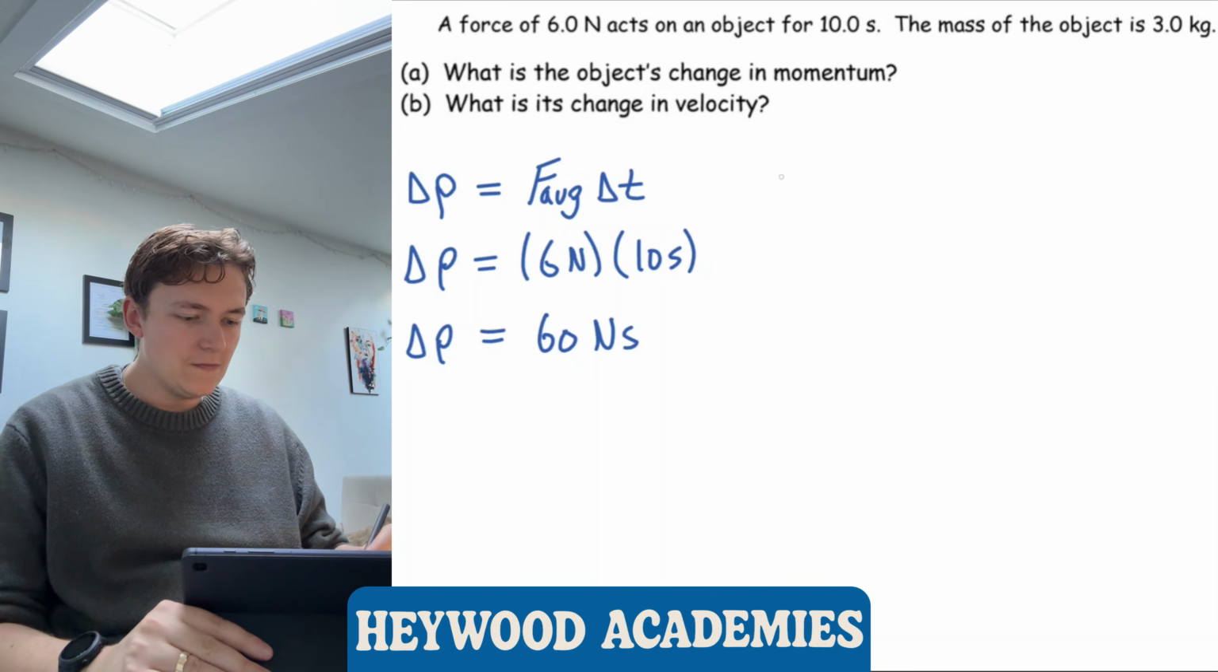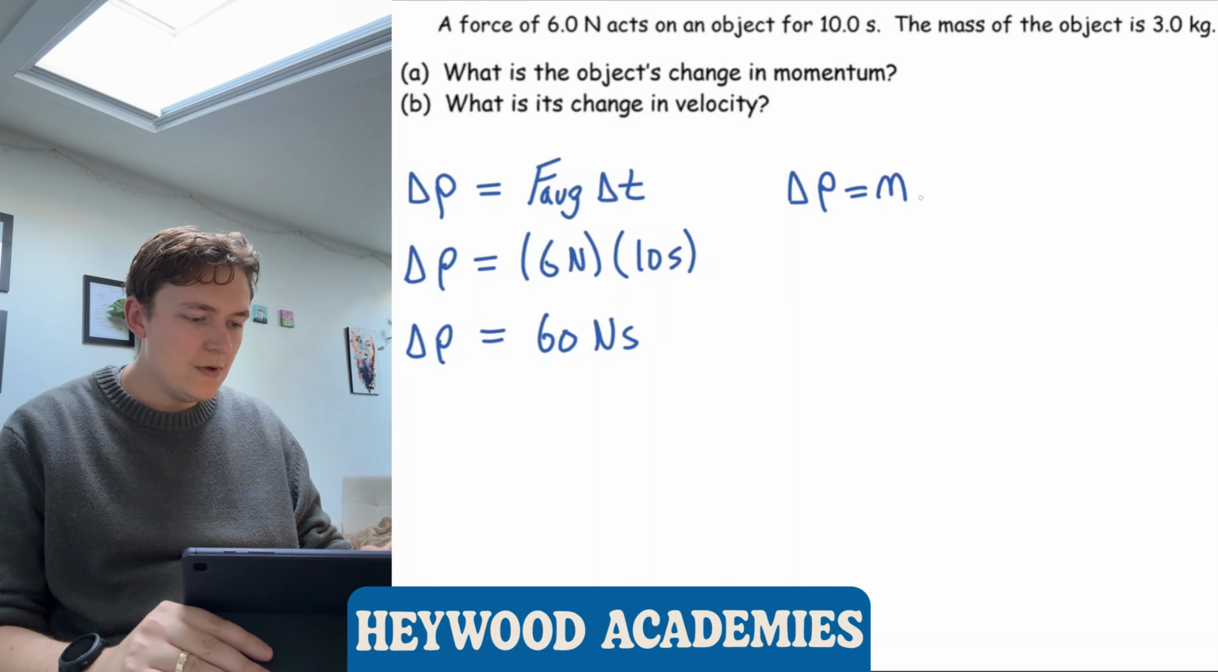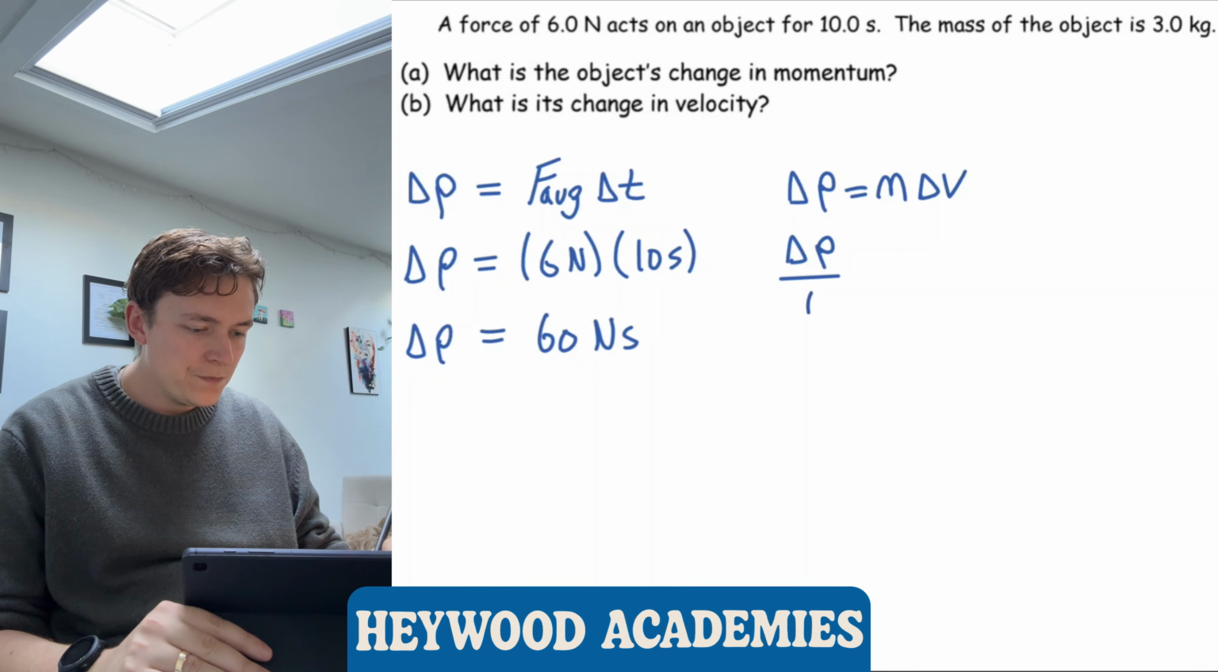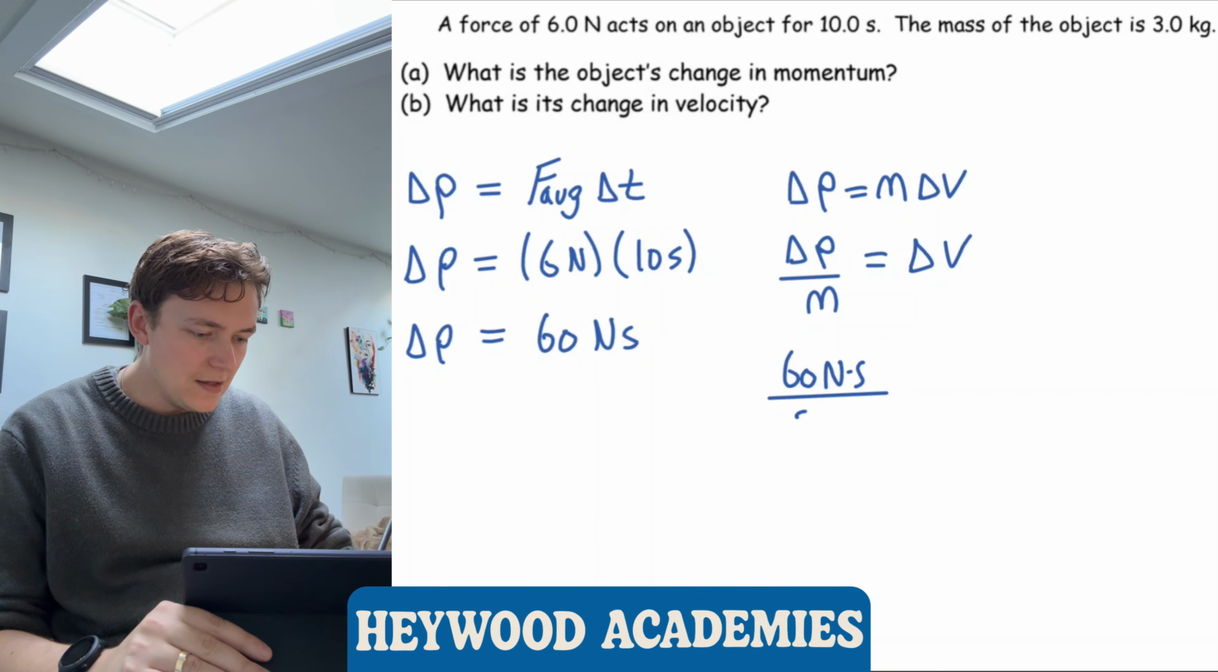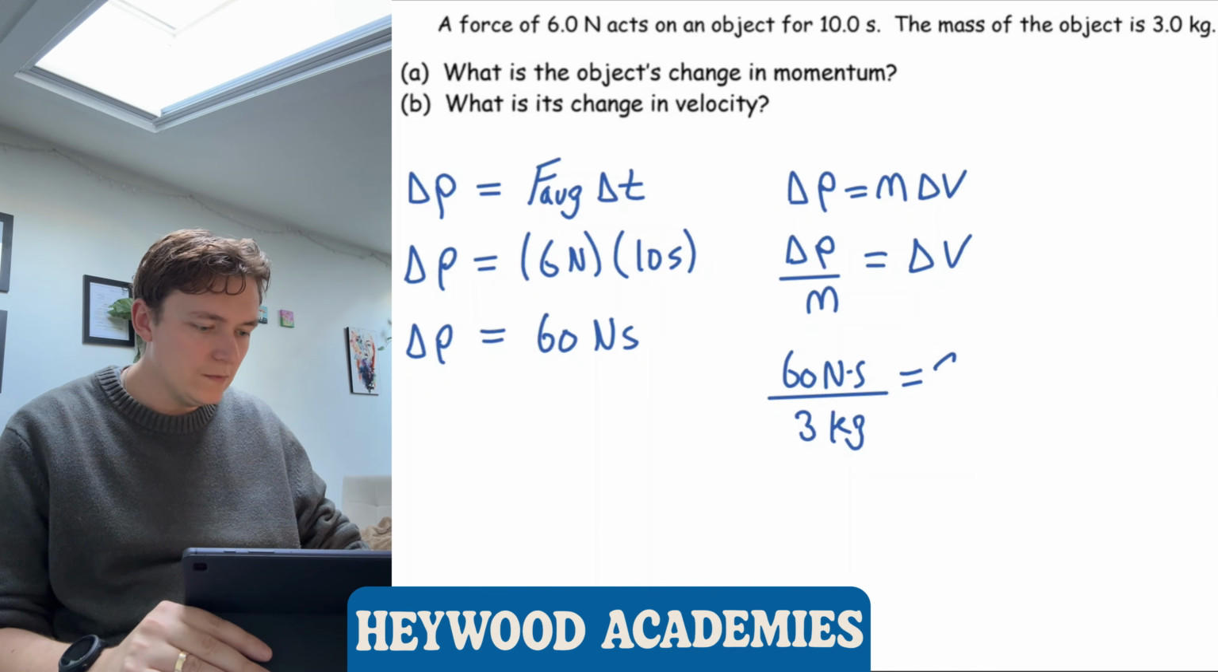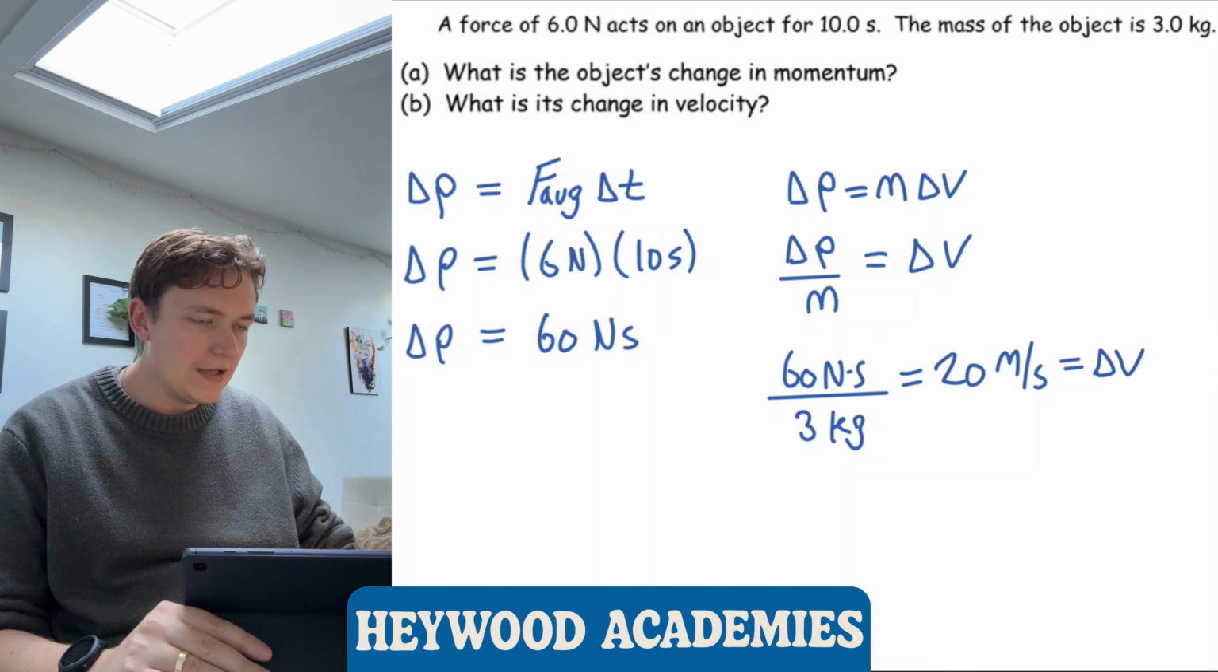Now if we want to know the change in velocity, we have to use the other equation for our change of momentum, which is m delta v. So now we can rearrange this and solve for the change in velocity by dividing by the mass. So now we can take the number that we got before, that's 60 newton seconds, and divide it by the mass of the object, 3 kilograms. And when we do that, we'll get 20 meters per second as our change in velocity.